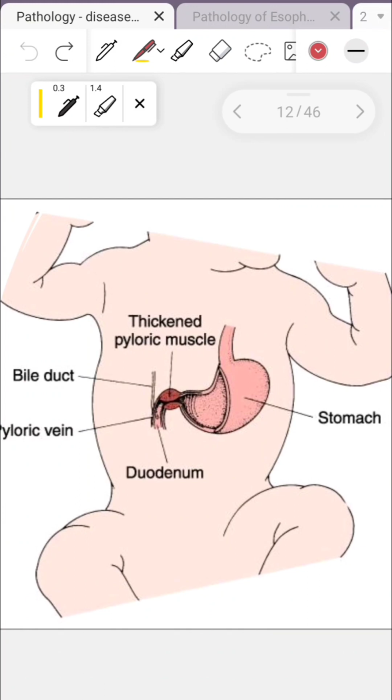The classical presentation is usually a male with a family history of pyloric stenosis. The classical presentation, guys, is when the patient gets fed, the stomach is filled with food or milk. Here the gastric outlet is obstructed. There is gastric outlet obstruction by the thickened pyloric sphincter muscle.